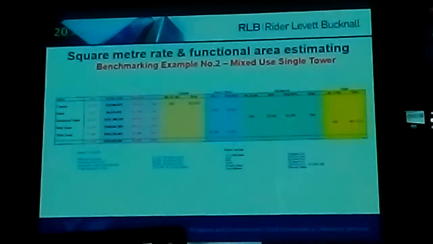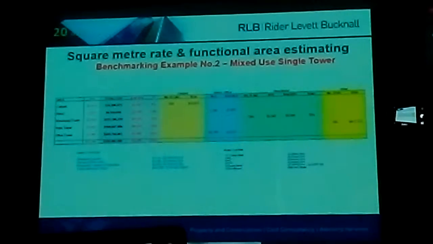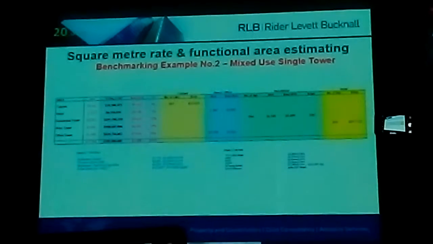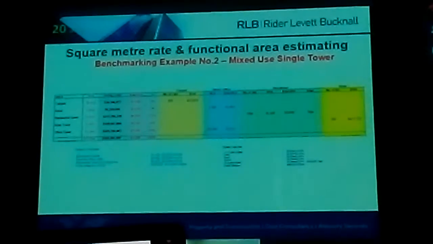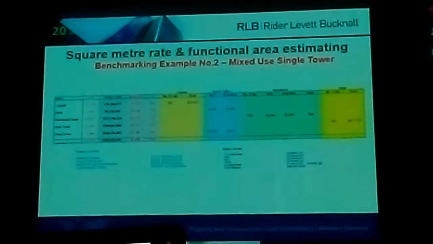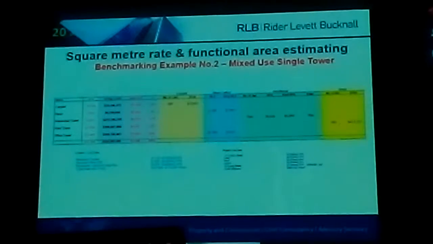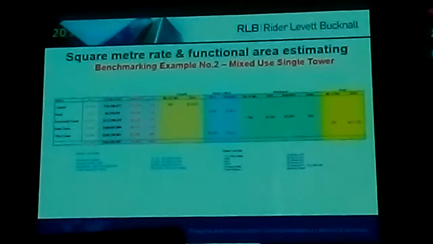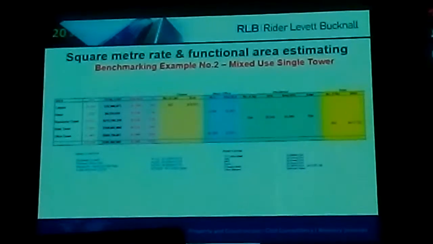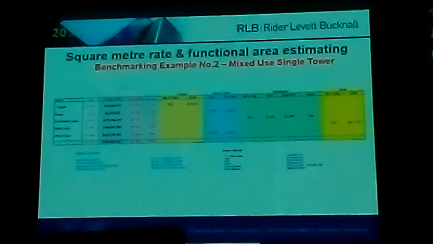Here is another example of a benchmarking comparison, this time for a mixed-use single tower. You see, the project has been converted into a cost summary of the functional areas: car park, retail, residential tower, hotel tower and office tower. Cost items such as external works and substructure were allocated pro rata across the functional areas above. Costs are then compared to the cost data from similar projects and also generic cost data from Rider's Digest.